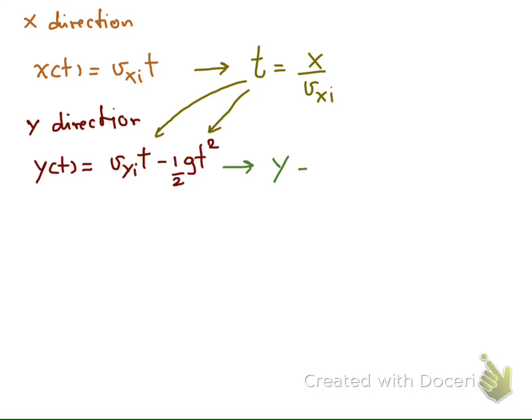y is equal to vyi over vxi x minus half of g x square over vxi square. Okay, so you can see that now we have the relation between y and x, and it has the form of the quadratic equation.